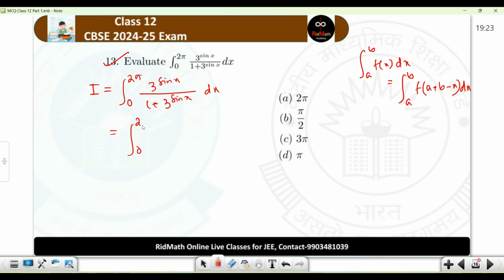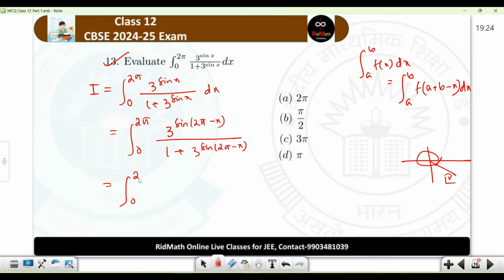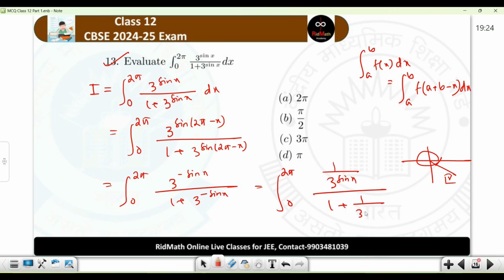So this is equal to the integral from 0 to 2 pi. Using this formula, 3 to the power sin of (2 pi minus x) divided by 1 plus 3 to the power sin of (2 pi minus x). And sin of (2 pi minus x), since 2 pi minus x is in the fourth quadrant, is minus sin x. So that means the integral from 0 to 2 pi of 3 to the power minus sin x divided by 1 plus 3 to the power minus sin x. So this is 1 by 3 to the power sin x over 1 plus 1 by 3 to the power sin x. So this is equal to the integral from 0 to 2 pi of 1 by 1 plus 3 to the power sin x.